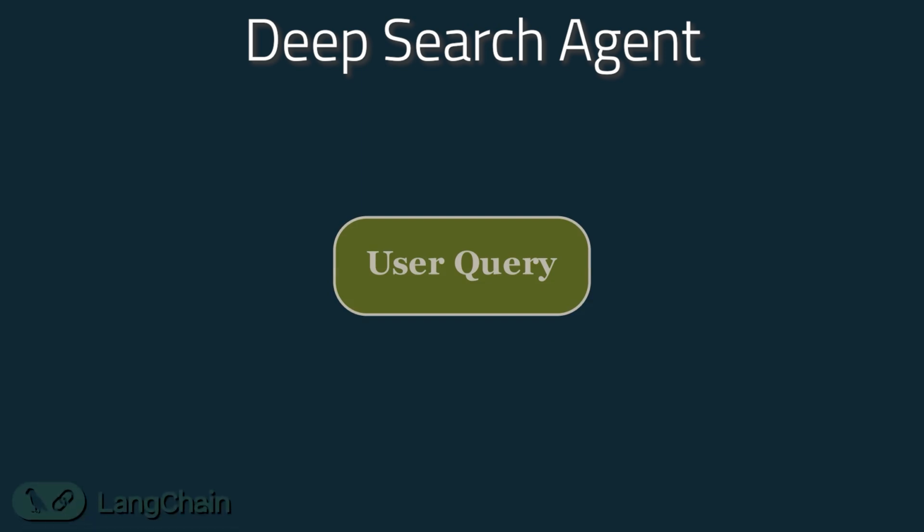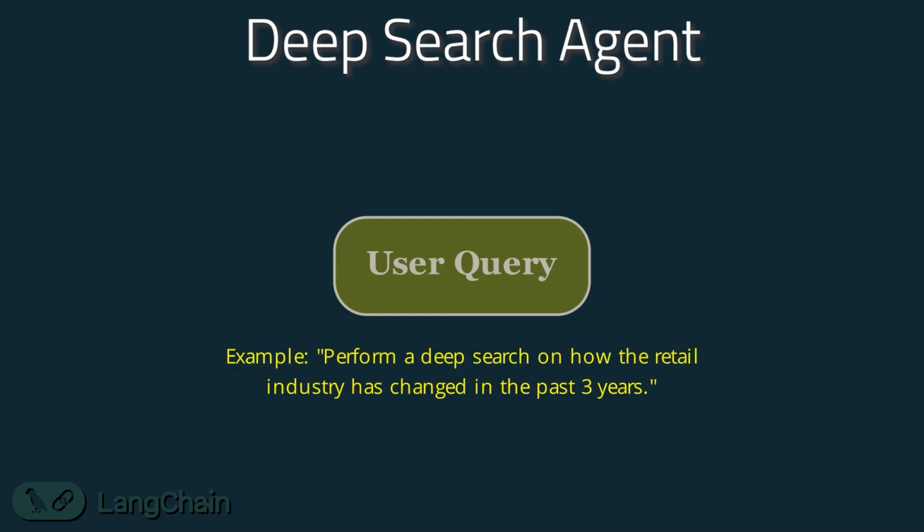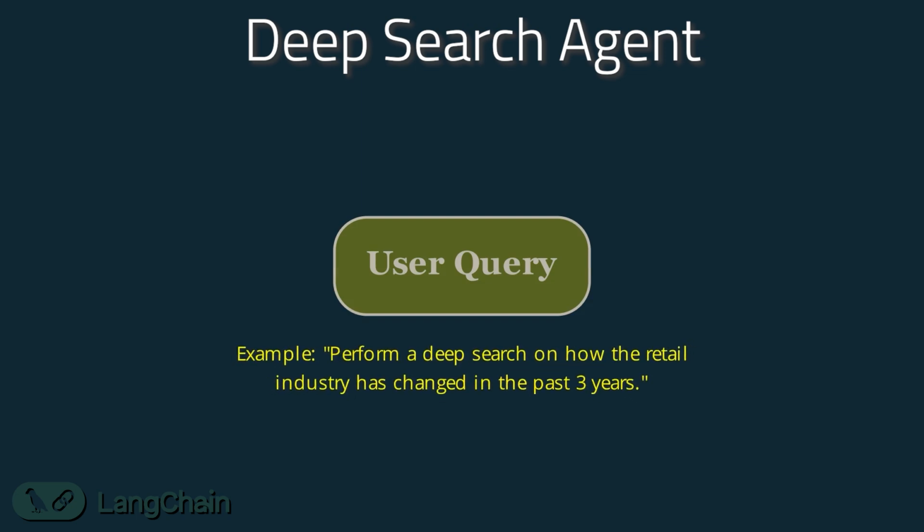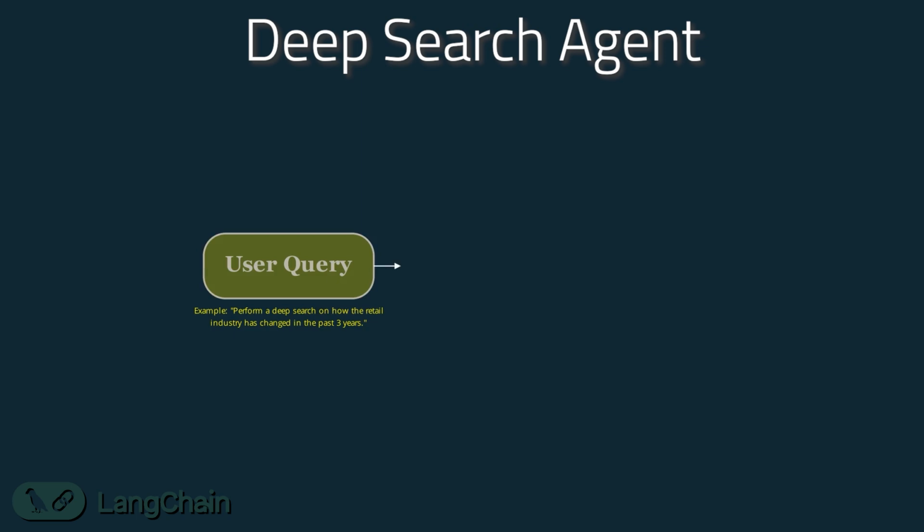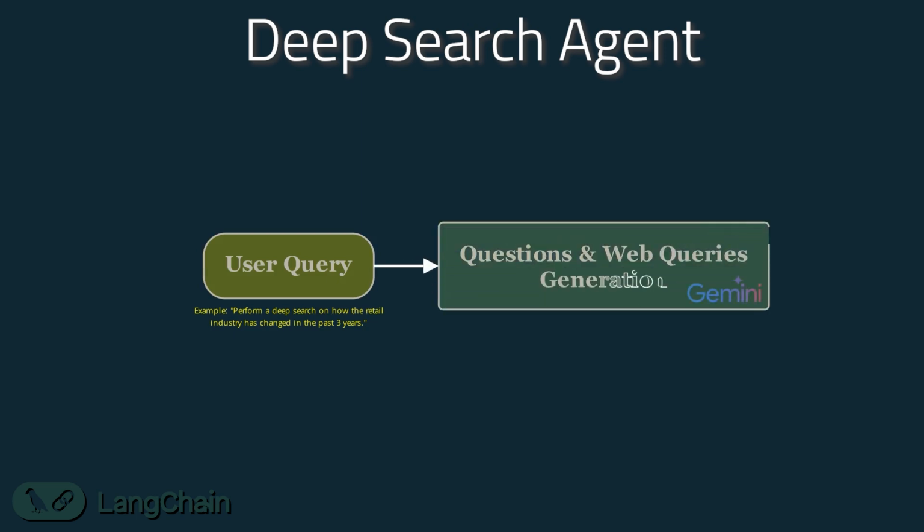So first, we always start with a user query. For example, here we have: perform a deep search on how the retail industry has changed in the past 3 years. Now this query will be passed to an LLM that will analyze it and generate a list of questions and queries. This is a very crucial step that will determine the quality and depth of the deep search, and you will see why in a bit.